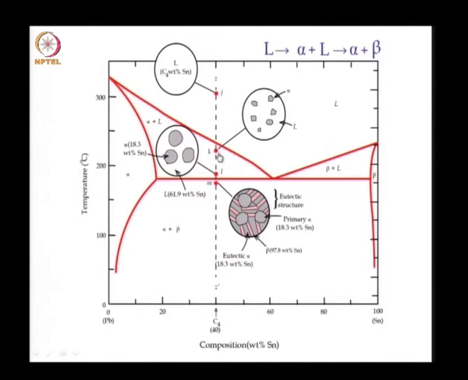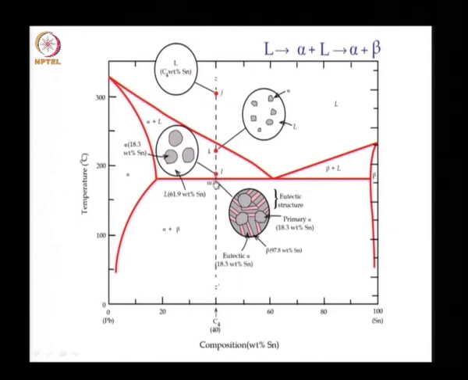Now, as we continue to cool the material, we will have a change in the alpha phase. For example, at this point very close to the eutectic isotherm, we have an alpha phase with about 18.3% tin and a liquid phase with 61% of tin, which will be the other end of the tie line.